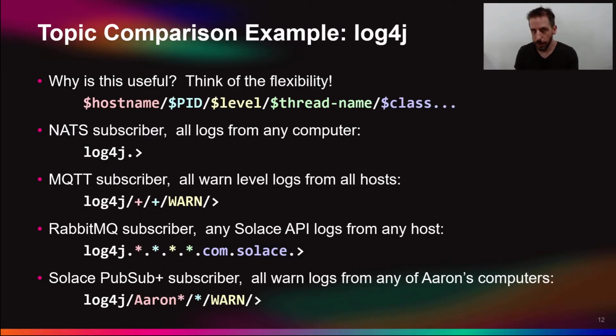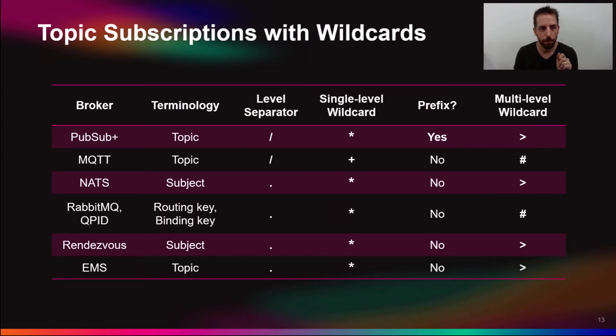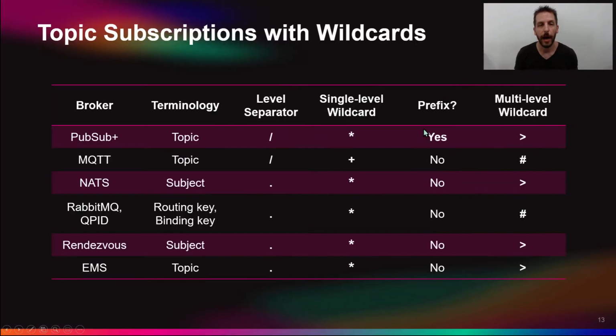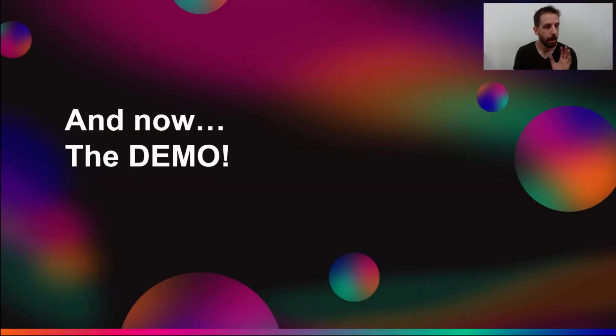Now, as far as I can tell, PubSub+ is the only broker that allows you to put a prefix on your single level wildcard. So it allows you to specify some characters at the front of your single level wildcard, and as long as the topic matches those first characters, the broker will match the rest. That is specifically the function we need to implement the connected buses demo as I have done it. So enough talk. I'm still going to talk, but enough slides.